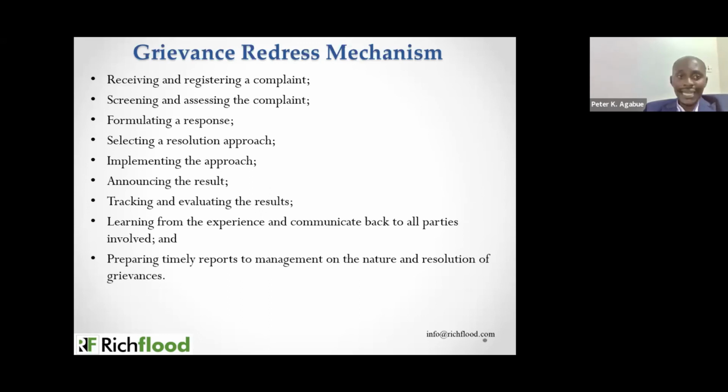So there are mechanisms of addressing these grievances, and it starts with receiving and registering a complaint, and thereafter screening and assessing the complaint. In the process of screening, you're trying to see if the complaint is tied to the land, if the complaint is tied to their means of livelihood.